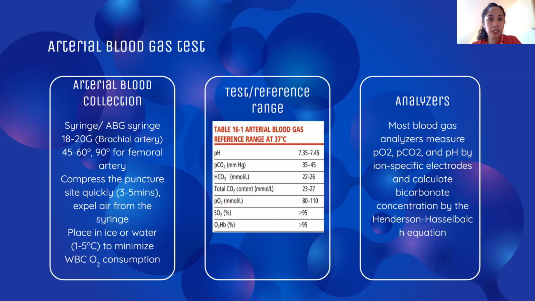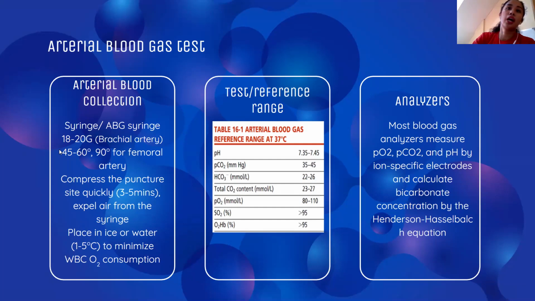So once you're done collecting it, place it in water or in ice, which has 1 to 5 degrees Celsius, to minimize the oxygen consumption of your WBC. WBC oxygen consumption. So your leukocytes, class, pag hindi mo ginamitan ng ice, gagamitin ng leukocytes yung gases in your arterial blood.